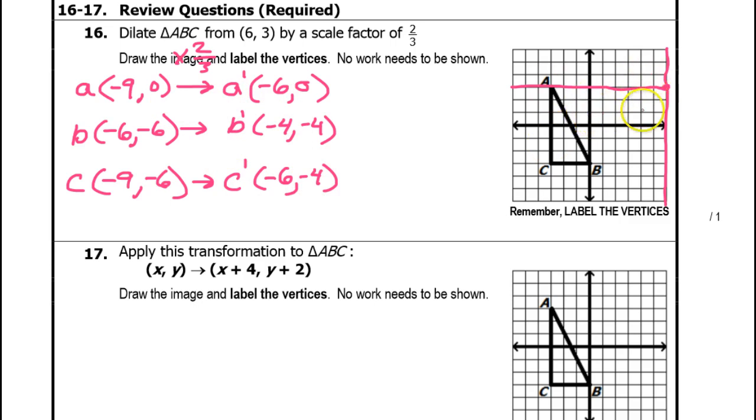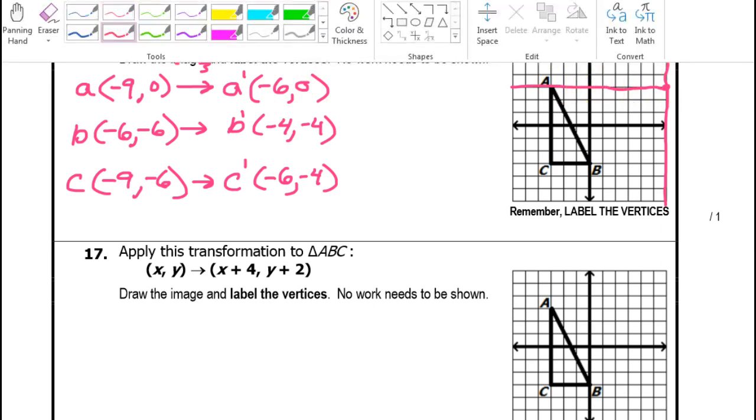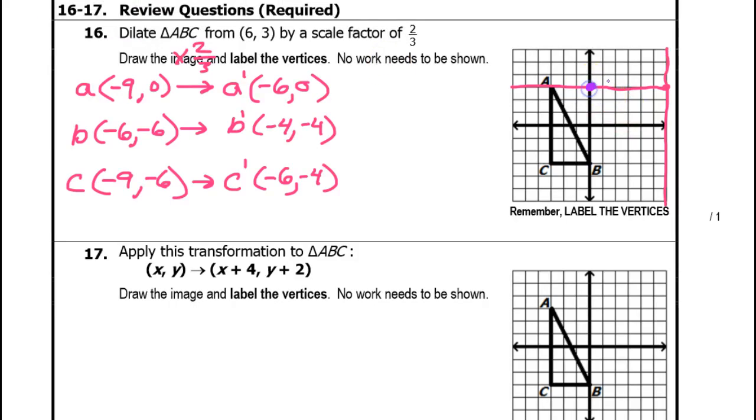So we can graph these as long as we keep on using our fake axes. These are fake coordinates, so we use the fake axis. So (-6, 0) would be right here. I feel like I should change colors. Okay, (-6, 0) would be right here. (-4, -4) would be right here. And (-6, -4) would be right here. Okay, so this purple triangle is the image. So this will be our A prime, B prime, and C prime.